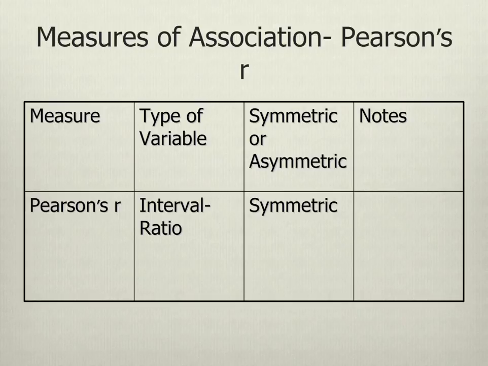Pearson's R is a measure of association and test of significance for interval ratio level variables. R squared, the coefficient of determination, gives you the proportion of variation in Y that is explained by X, making it very easy to interpret.